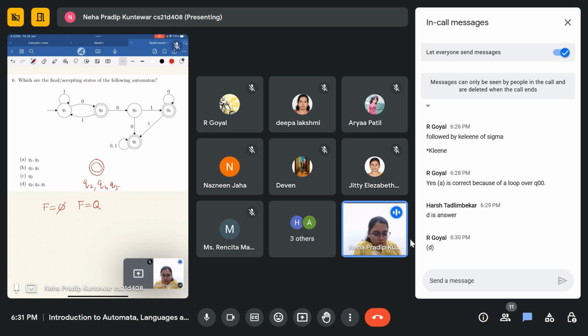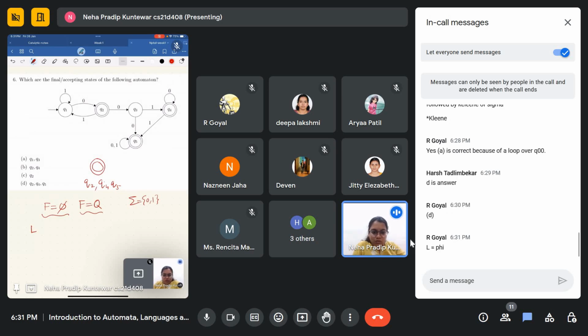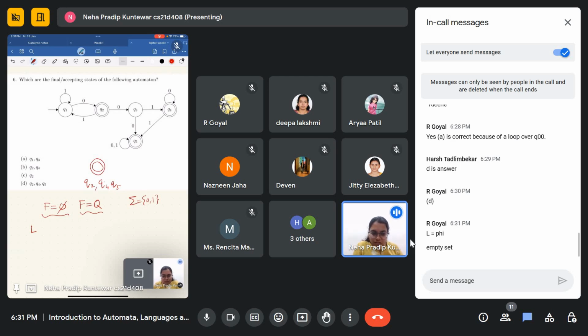Okay, so maybe I'll ask you, if F is the set phi, then what is the language of the automaton? And if F is the set Q, then what would be the language of the automaton? Again, since nothing is specified, you can assume sigma is binary. If anybody has some thoughts, you could unmute. And what about the other case, when F is Q?